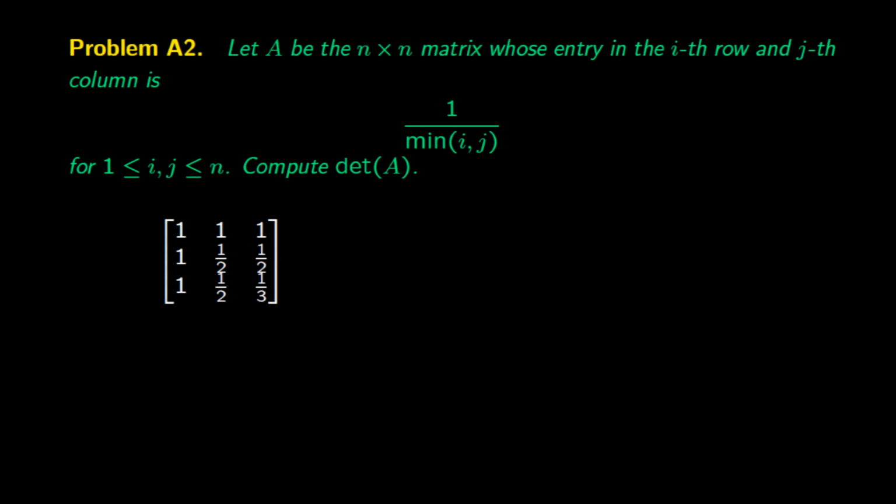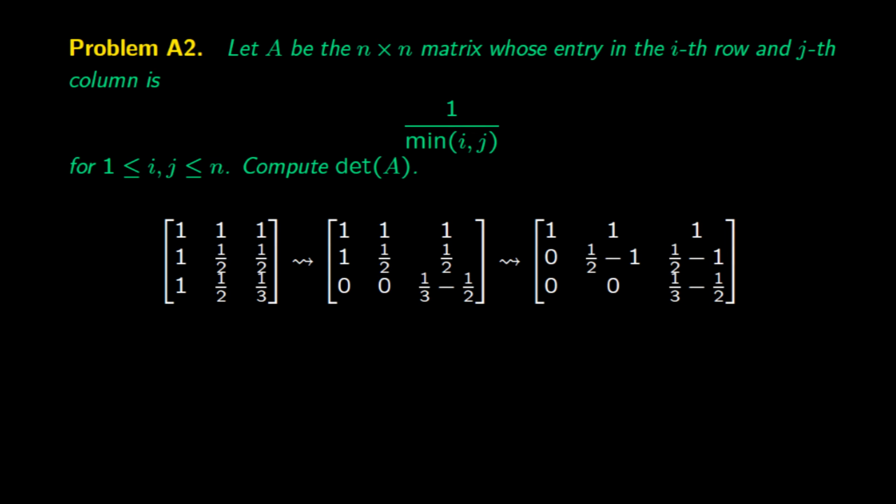Notice that the first two entries of the second and third row are equal to each other. We will subtract the second row from the third row. So we have 2 zeros and 1/3 minus 1/2. Notice that the first entries of the first and second rows are equal to each other. If we subtract the first row from the second row, we obtain the second row in this third matrix, which is in echelon form. Thus the determinant is the product of the diagonal entries.